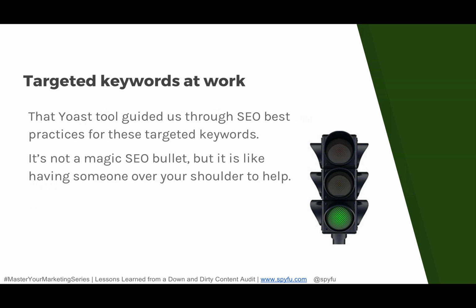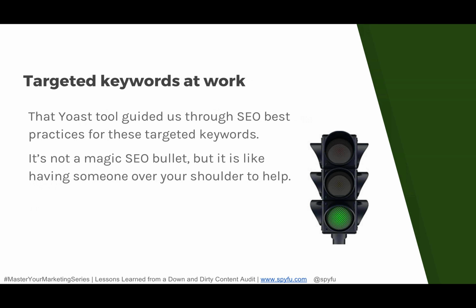So the other thing that we use, of course, is the Yoast tool. What's cool about the Yoast tool is that it kind of gamifies this process a bit. Once you have the keyword that you want to target, it gives you this green light, yellow light, red light thing.